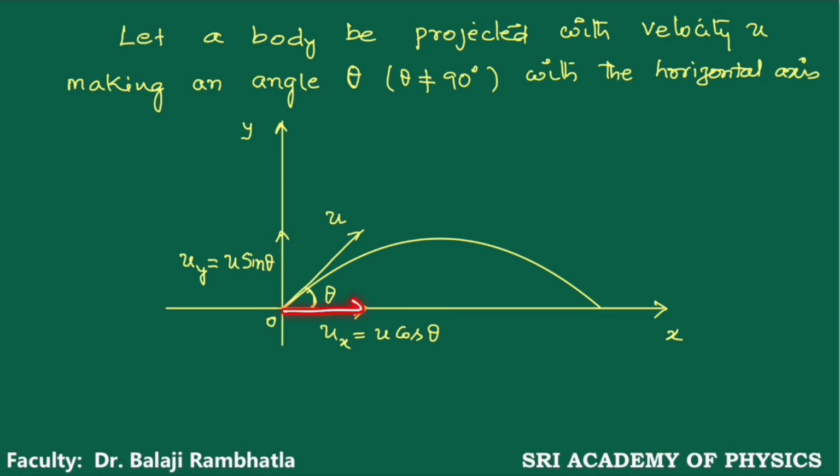Suppose we observe the acceleration of this projectile along the horizontal, this value is equal to 0. There is no acceleration along the horizontal direction, and the acceleration along the y direction is nothing but the acceleration due to gravity. It can be written as a equal to minus g, right?